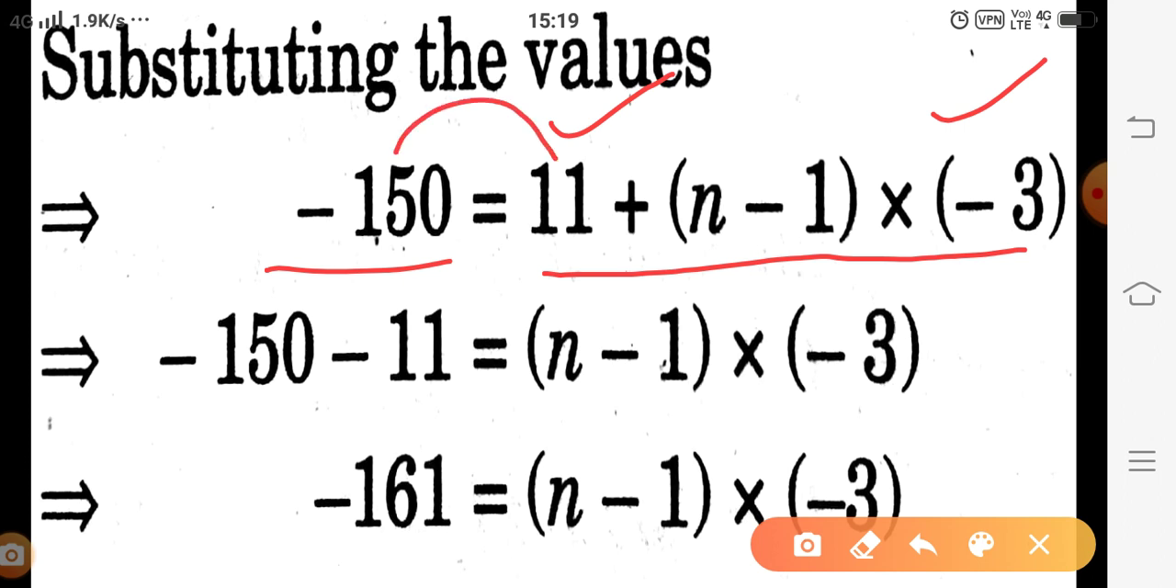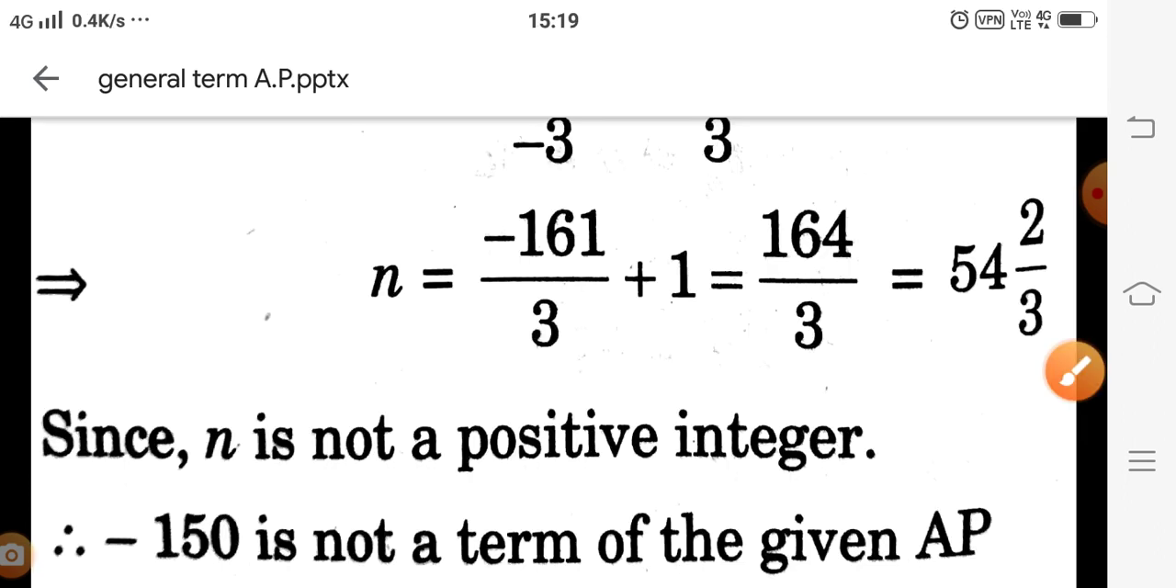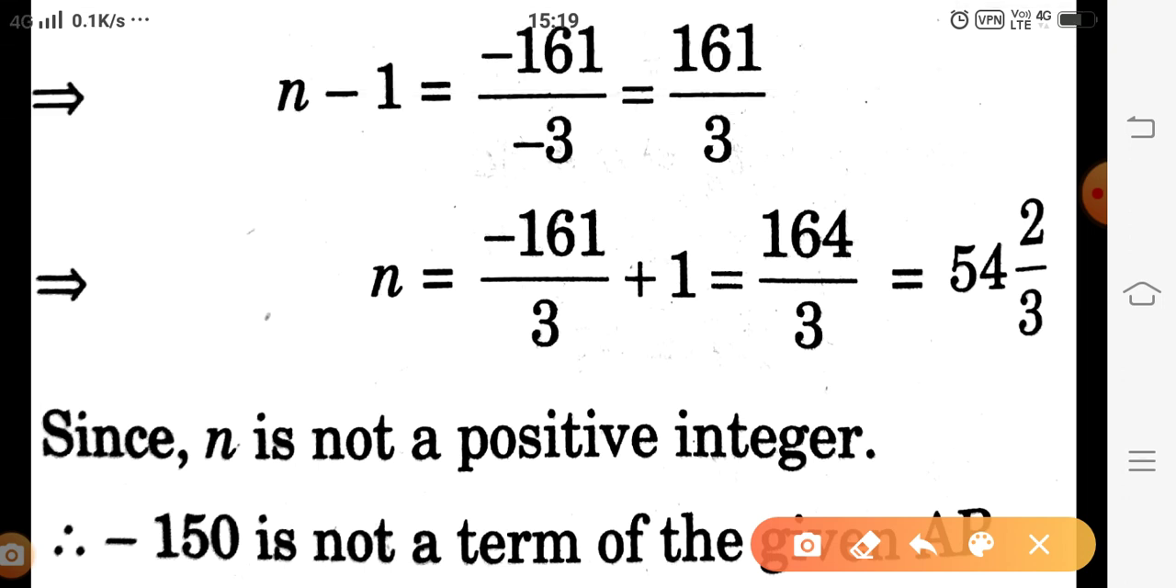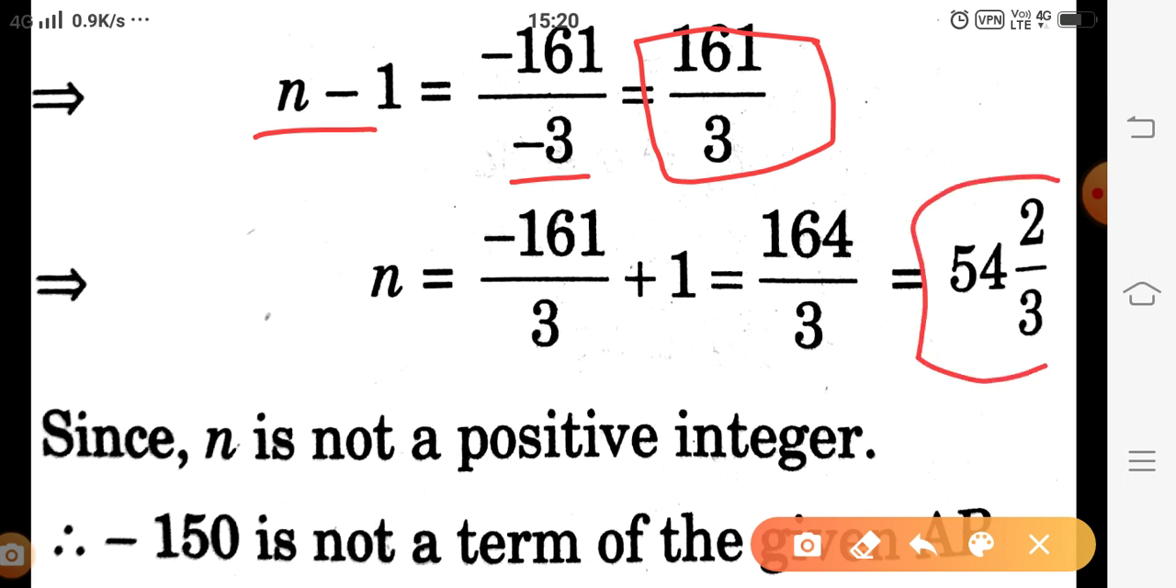If you are taking 11 on the other side, we are getting minus 11, and the sum of these two we are getting minus 161, and here we are getting n minus 1 into minus 3. And if you are solving this, taking 3 on the other side, then n minus 1 is equal to 161 upon 3. And if you are finding the value of n, then we are not getting a positive integer here.